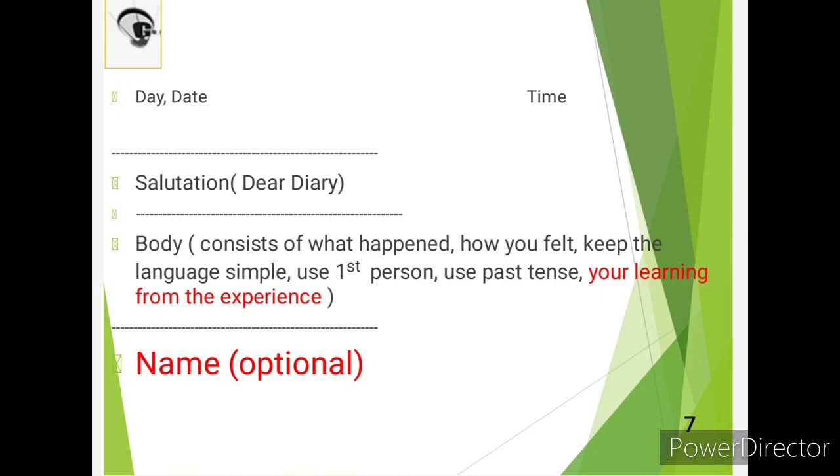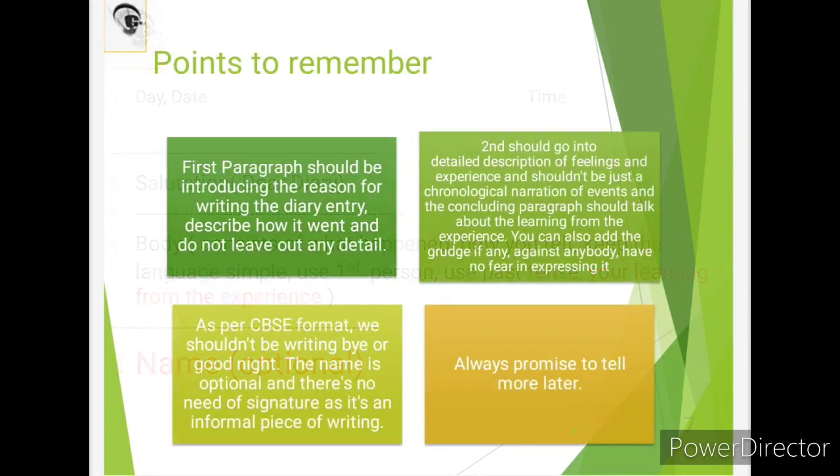So now let's have a look at some of the important points that you all need to remember while making a diary entry. First paragraph should be introducing the reason for writing the diary entry. Describe how it went and do not leave out any detail. Second should go into detailed description of feelings and experience and should not be just a chronological narration of events, and the concluding paragraph should talk about the learning from the experience.